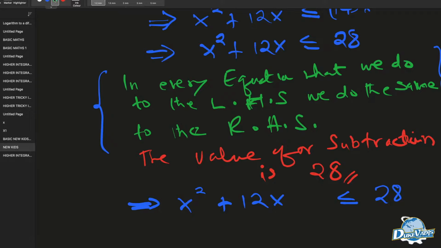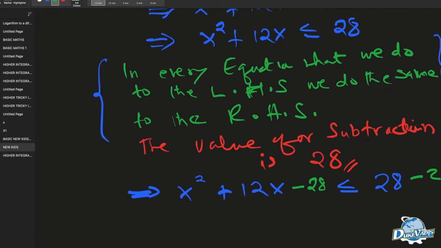Minus 28 from here, and minus 28 from here. Meaning that our equation has changed. So now our equation is changed. So when we do that, we are going to get x squared plus 12x minus 28 less than 0, because 28 minus 28 is 0.